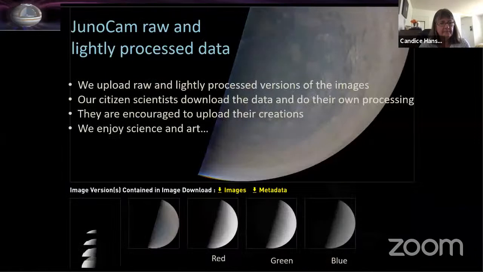We upload the really raw data, which you can see down in the lower left corner. And then we reconstruct red, green, and blue images. We post that on our website. And then we do a color reconstruction, which is basically just stacking the red, the green, and the blue with a map projection. And that's the starting point. So that's where we stop working. And we rely on our interested contributors to take it the next step. So the next slide, please.